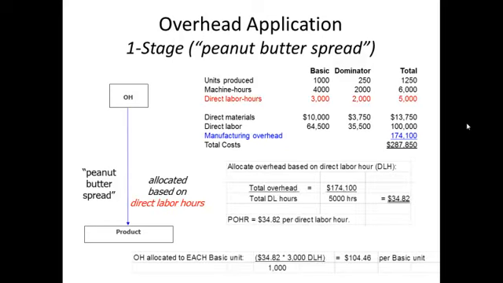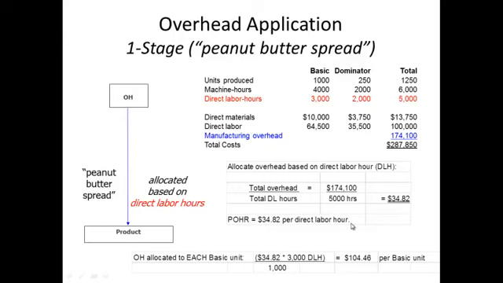Let's assume for a minute that we're going to allocate overhead based on direct labor hours, that we've chosen direct labor hours to be our allocation base. We would compute at the beginning of the year an overhead rate using direct labor hours as the denominator. So the overhead rate would be the total overhead, the 174,100, divided by the total direct labor hours for the entire year, which is 5,000 hours. This gives us a rate of $34.82. So our POHR, our predetermined overhead rate, which you can think of as a plant-wide overhead rate, is $34.82 per direct labor hour.